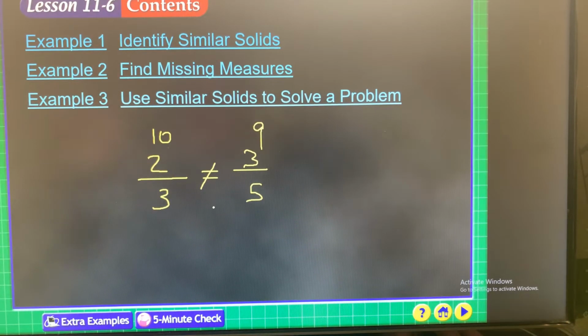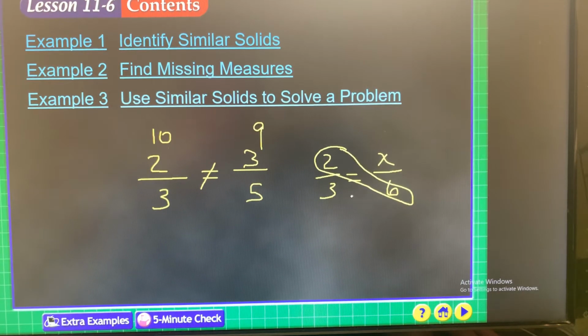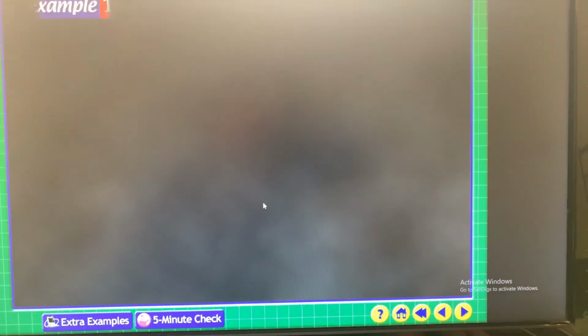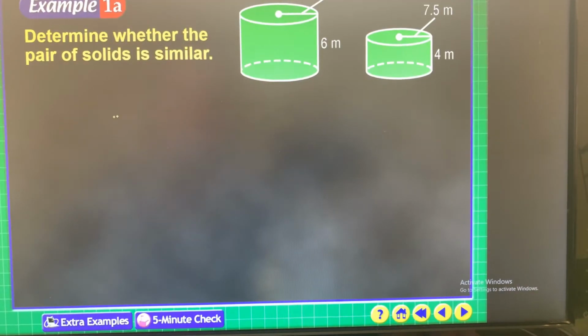they're not growing proportionately. If I had 2/3 equals something over 6 and I wanted to find x, remember what we did? We would cross multiply and then we would divide it by 3 to find out that our x is equal to 4. Okay? So that's basically what we're doing on this, proving similarity of three-dimensional shapes.